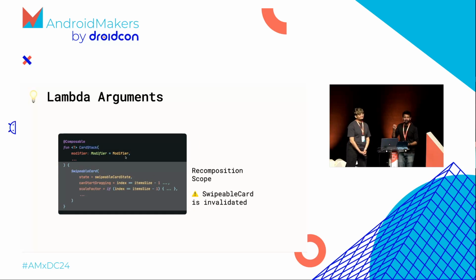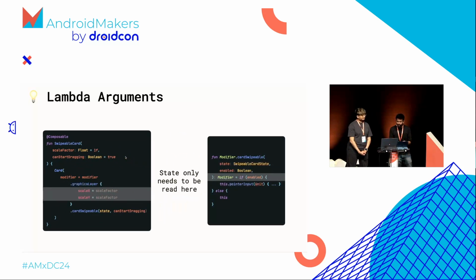Compose thinks that this state is being read here. So it thinks, okay, the state is being used, so I need to keep an eye on it. To keep an eye, it takes the whole card stack and the swipeable card as the recomposition scope. So whenever the state in there changes, it thinks that the whole thing needs to be invalidated. I'm just going to be cautious and recompose everything there. But if we look further, we are literally just passing the value from the swipeable card to the card, and internally it is used in the modifier. So we don't technically need to read the value right there. The value is just being passed and used somewhere else internally.